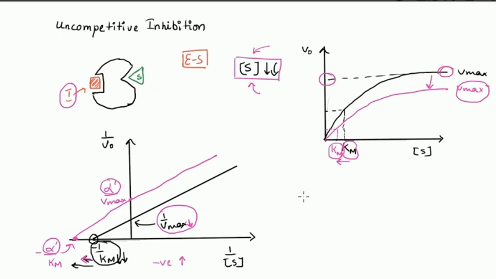So that was all about the competitive, non-competitive, and uncompetitive inhibition.